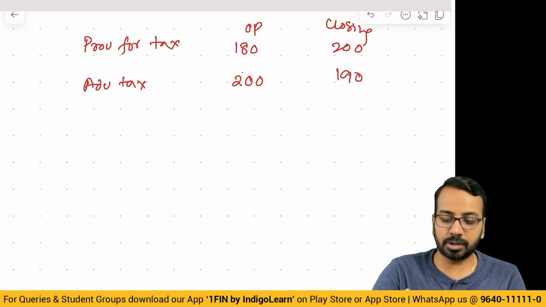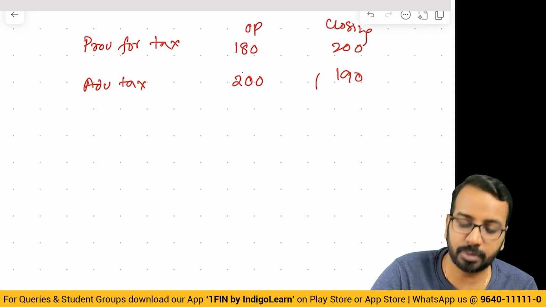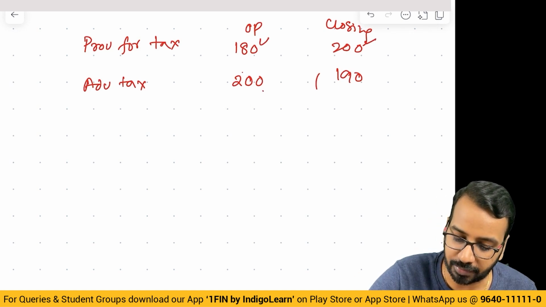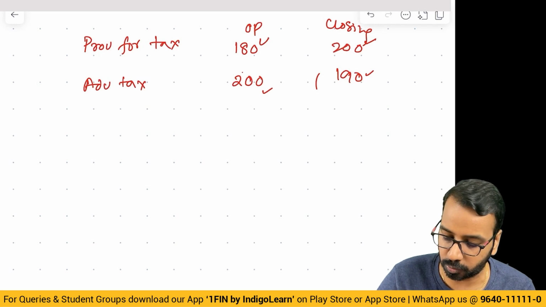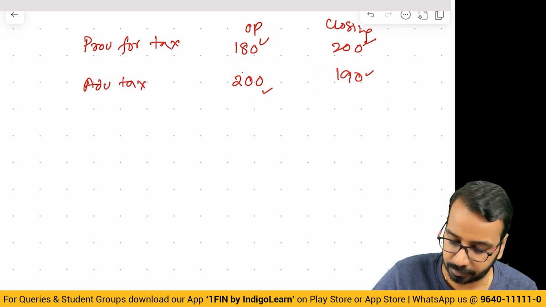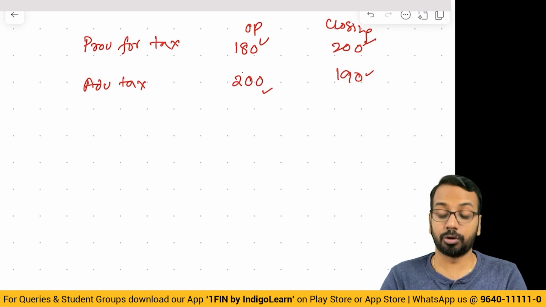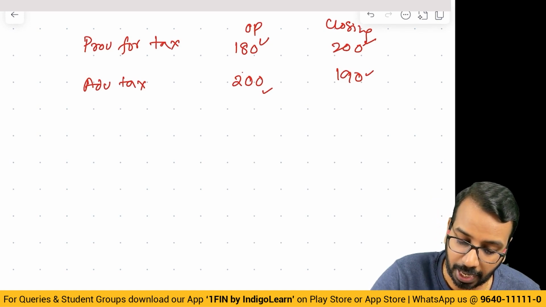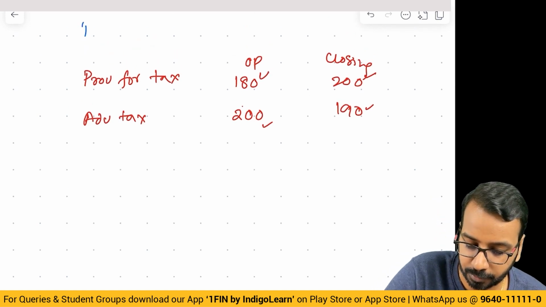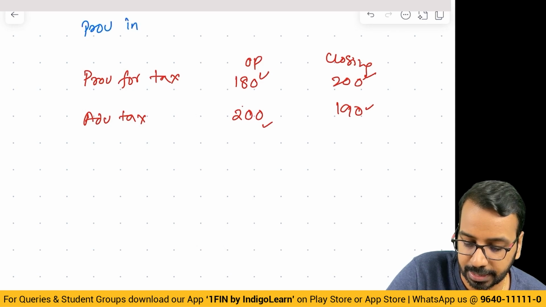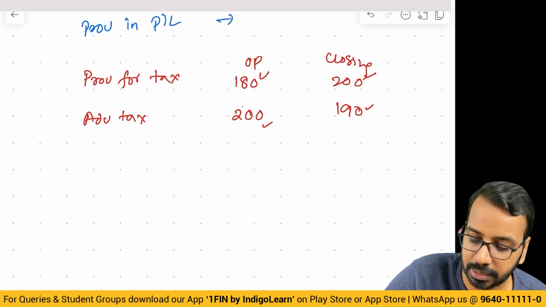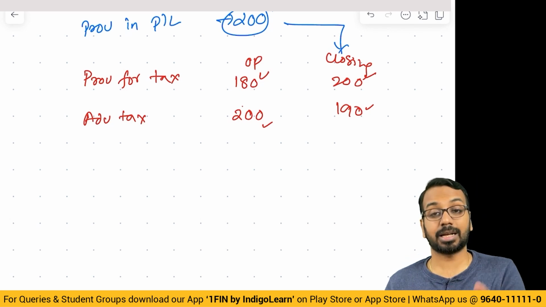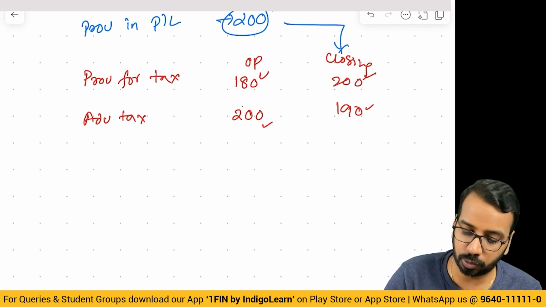Now in the previous question, we directly took the closing balance and we could have done it, but here we have provision opening, provision closing, and we have advance tax 200, advance tax 190. How to do it? So now what you need to understand is, one more thing, provision in P&L is again your 200, the number that has come as closing balance. Now how to do this?